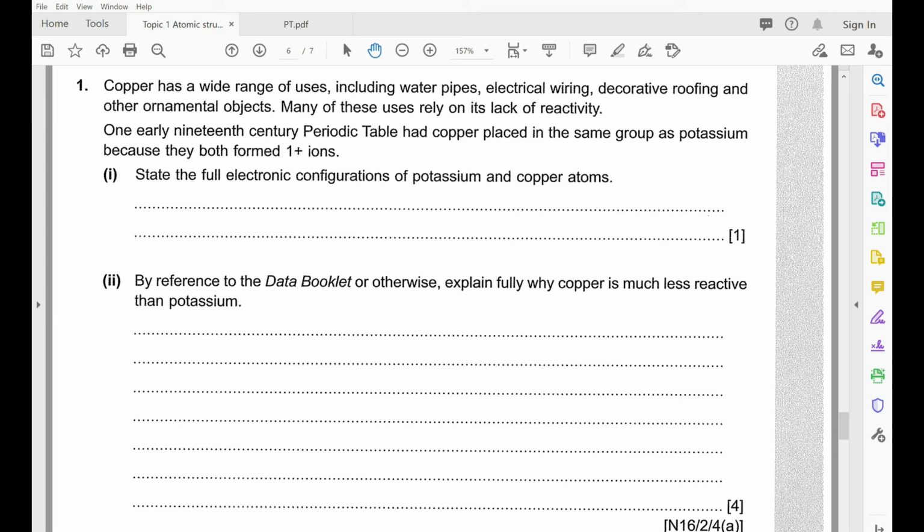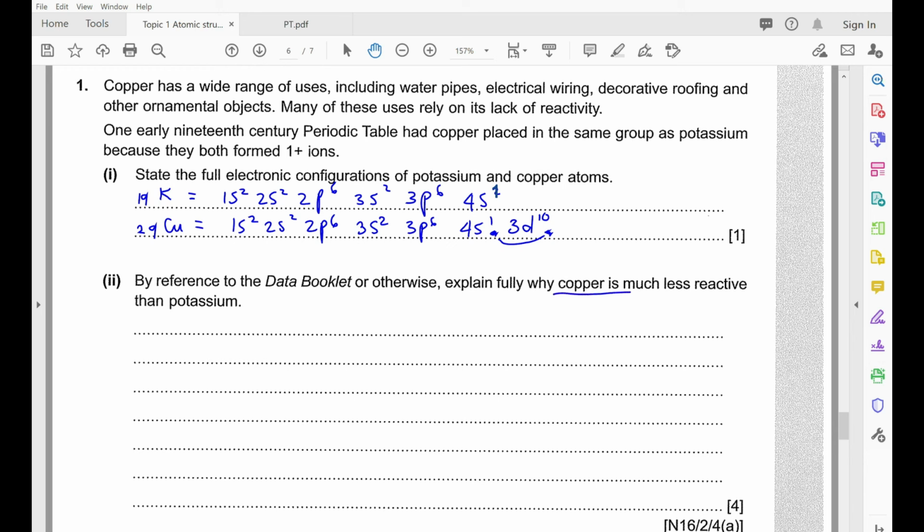State the full electronic configuration of potassium and copper atoms. Potassium has 19 electrons. Copper, remember copper and chromium, they have a special arrangement. And this kind of arrangement where the s orbital is half full and the d orbital is full or half full gives copper and chromium a higher stability.